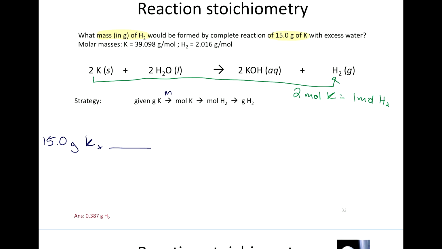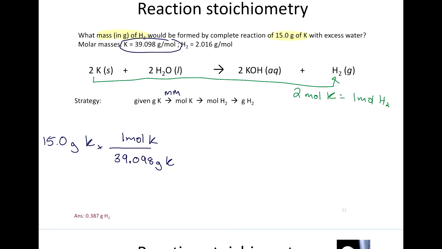So our strategy here is to convert that gram amount of K to a mole amount of K using molar mass. I already gave you the molar mass of K, it's right here: 39.098 grams per mole. So that 39 goes on the bottom. 39.098 grams of K is 1 mole of K.